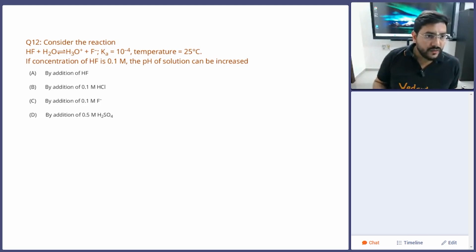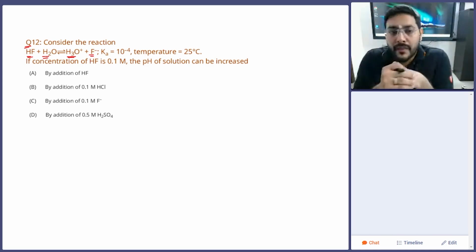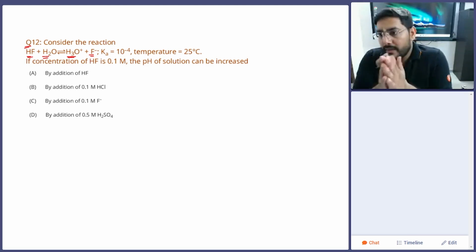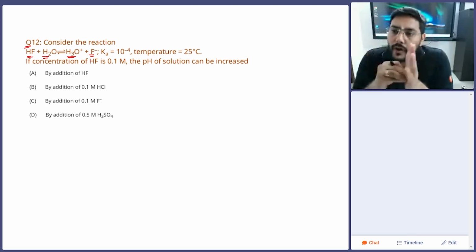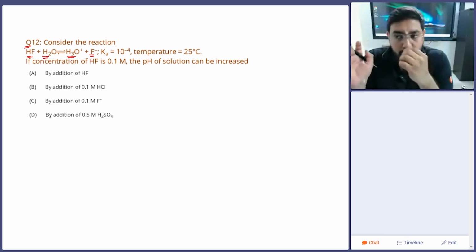Now moving towards the next question, question number 12. HF and H2O is going to give you H3O plus and F minus. The Ka value is given to you guys. Temperature is 25 degrees Celsius. If the concentration of HF is 0.1, the pH of the solution can be increased by. See beta, if you want to increase the pH value, then the dissociation of HF should be decreased. Yes or no? Do you guys agree with me or not? The dissociation of HF should be decreased.